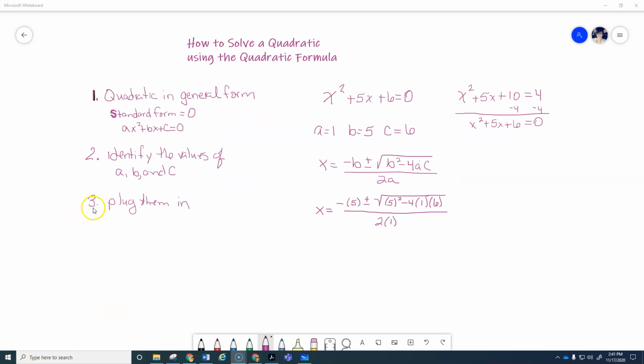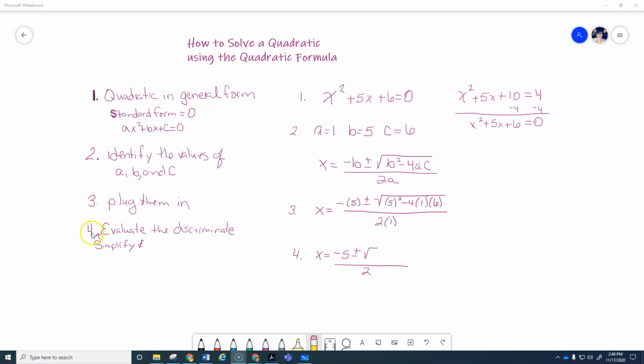Step number 3 says plug them in. Plug in these values for a, b, and c into the quadratic formula that you have memorized. Because you sing the song, right? Plug them in, and when you plug them in, be sure you put parentheses around everything. Why? Because remember that problem a while ago where we had some negatives? If you don't put parentheses, you're going to mess up.